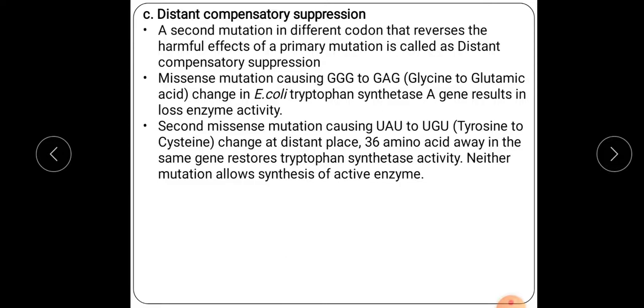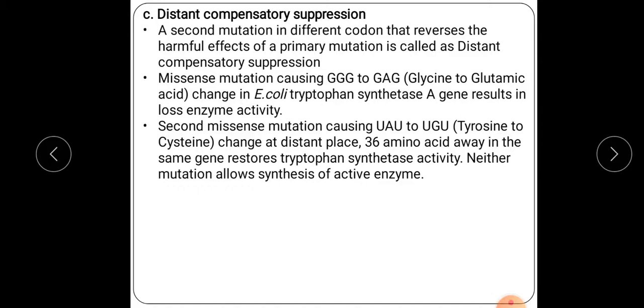The first one was the second mutation in the same codon. The second was a second mutation in the same or a different codon. It will reverse the effect of the primary mutation. A second mutation in a different codon that will reverse the effect of the primary mutation is known as distant compensatory separation.